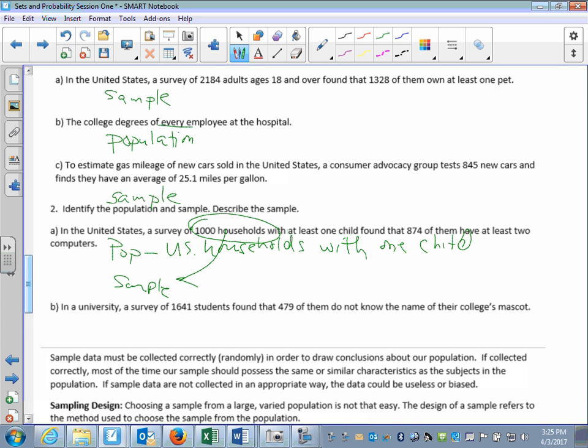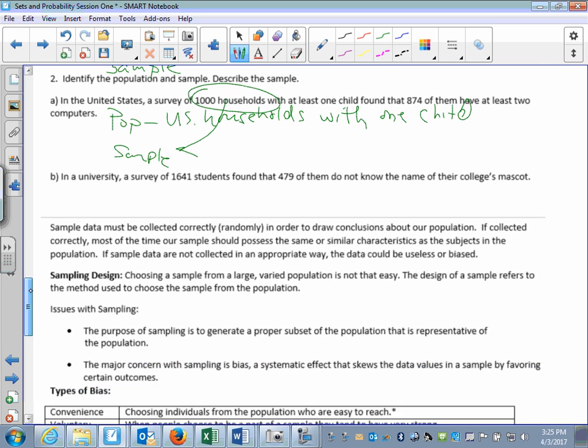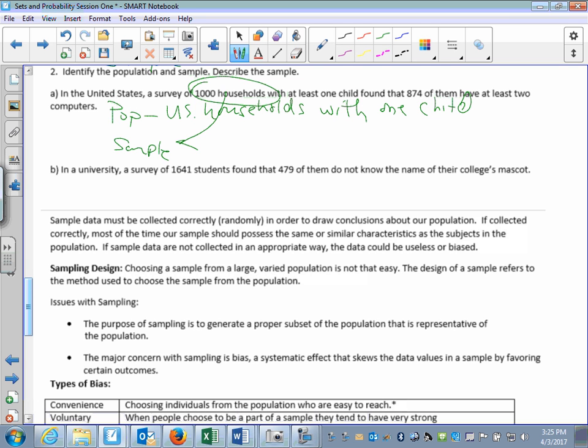B, in a university, a survey of 1,641 students found that 479 of them do not know the name of their college's mascot. Okay, now the population would be the students at the university, and the sample would be these 1,641 of them.